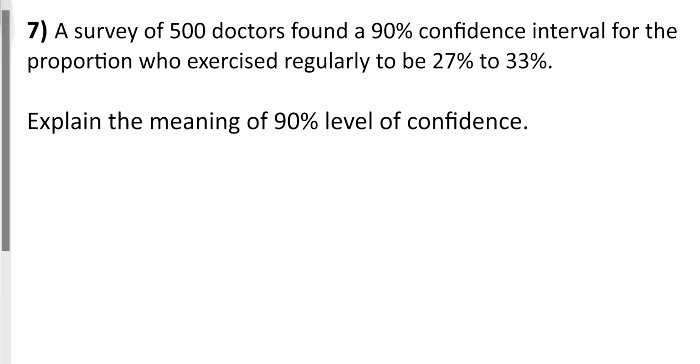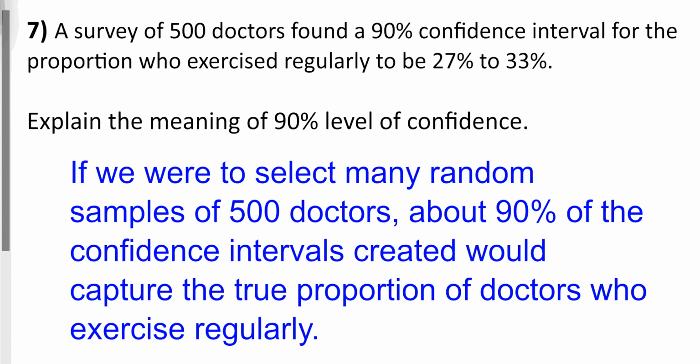I have a couple of examples. This says a survey of 500 doctors found a 95% confidence interval for the proportion who exercise regularly to be between 27 and 33%. Now, think about that. That doesn't really matter in the context of the problem, but you can figure out that the point estimate was 30% and the margin of error was 3%. I just want you to be able to explain the meaning of a 90% confidence level. And I'm going to show it to you.